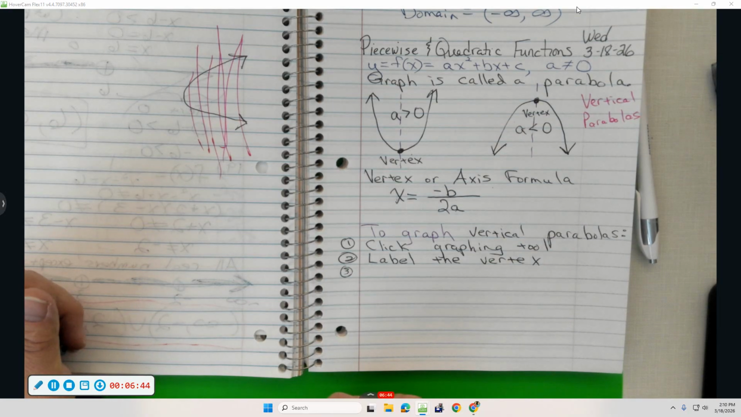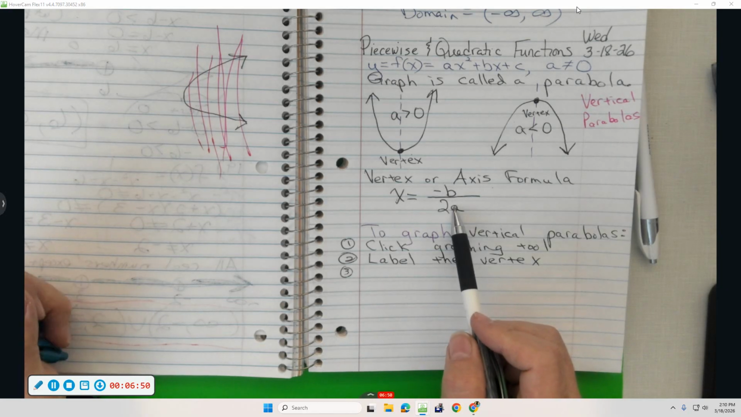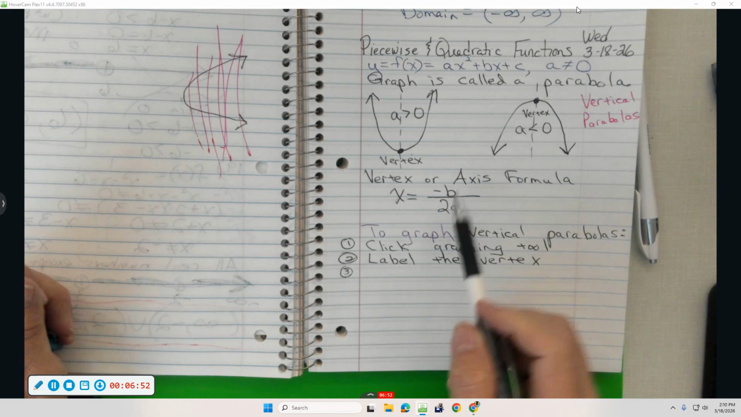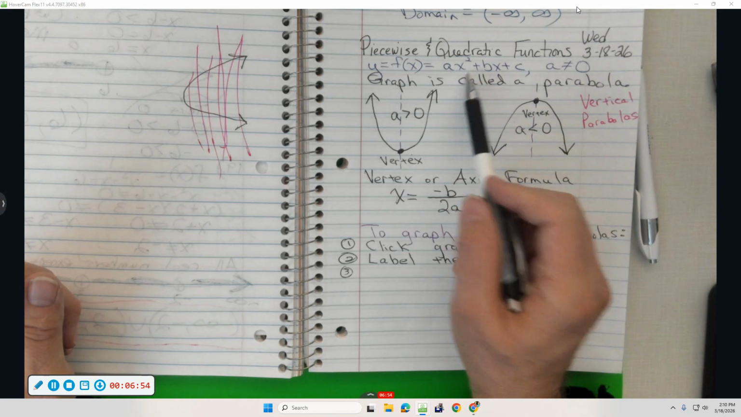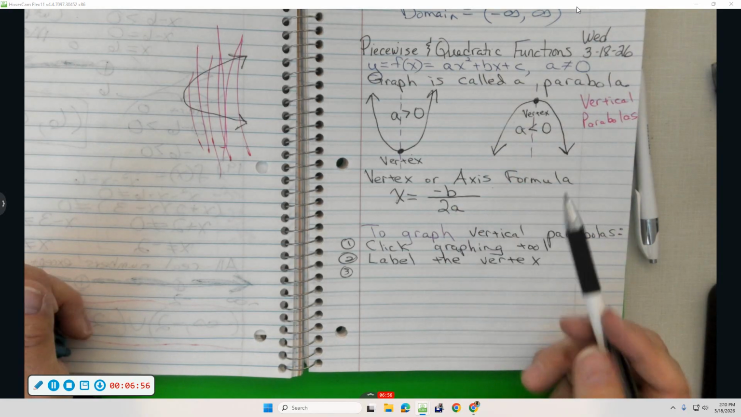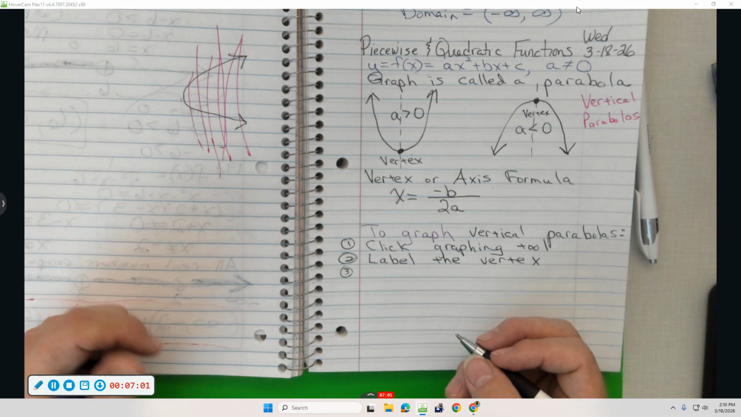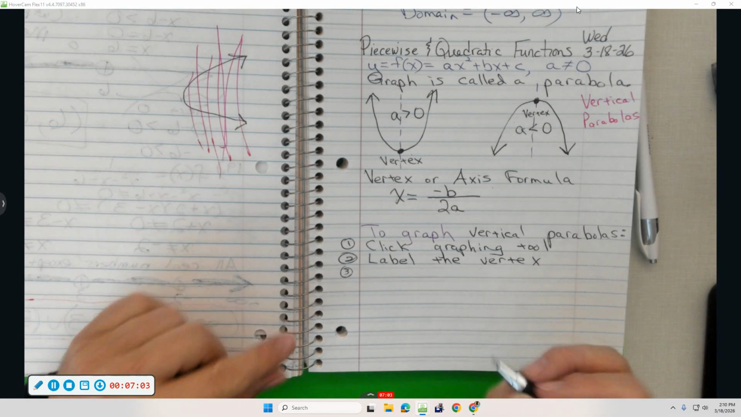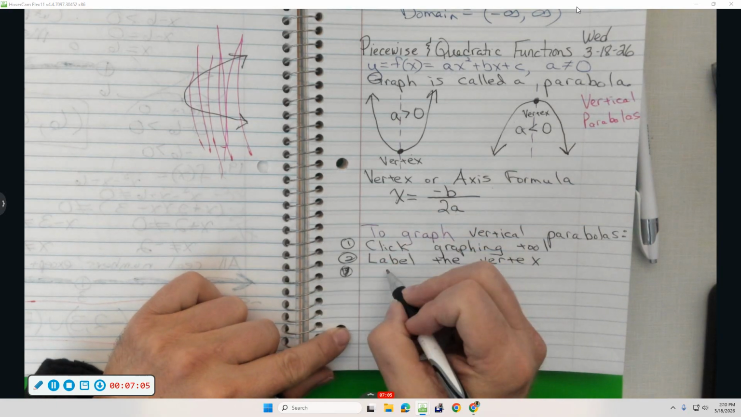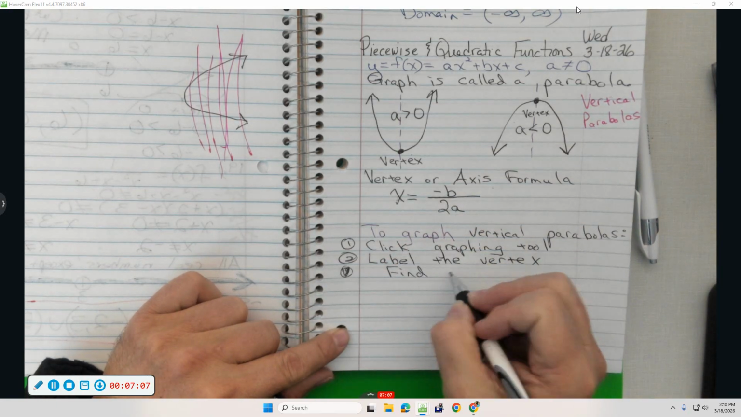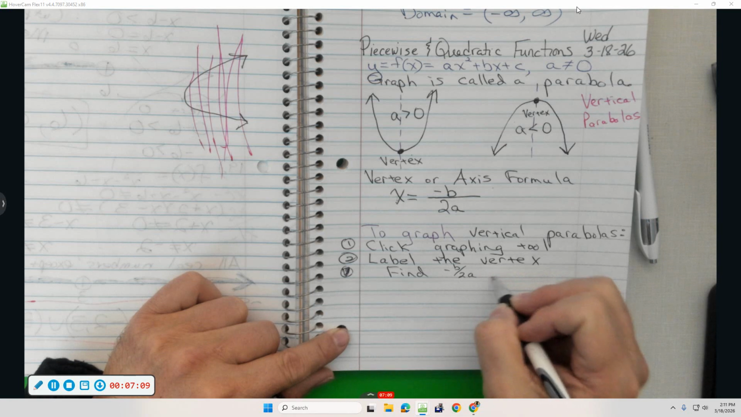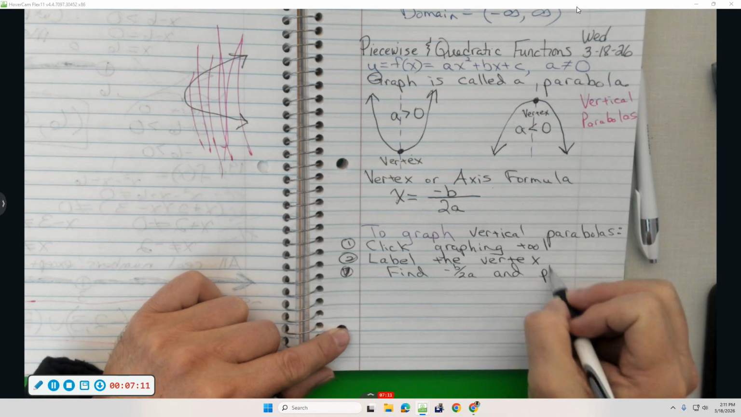3 words. Plug it in. So we'll find the location of the vertex, the x coordinate, and plug it into the function they give us to find the y coordinate. Instead of writing 3, why don't you write find minus b over 2a and plug it in? Okay, so that's how we'll find the vertex. Find minus b over 2a and plug in.